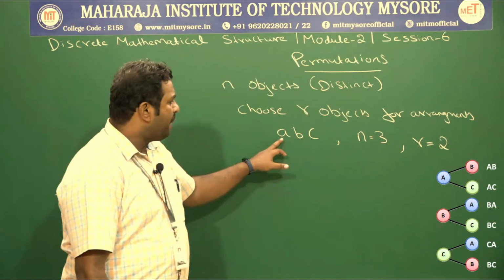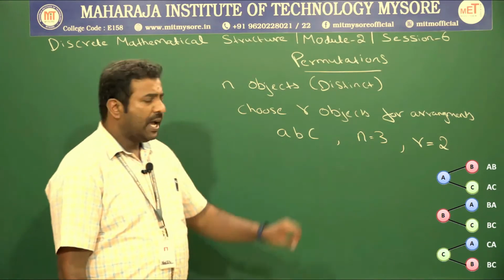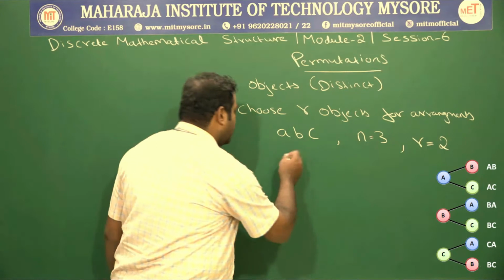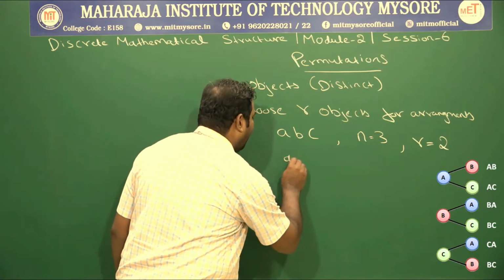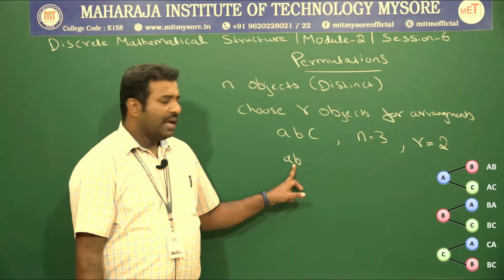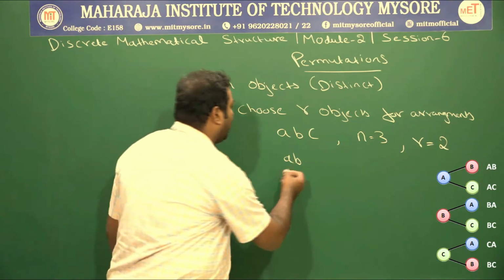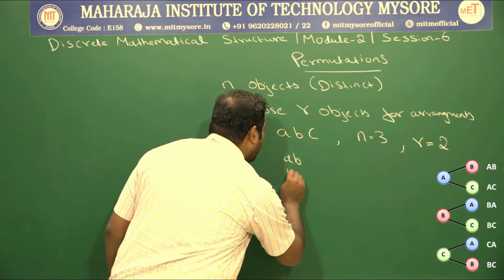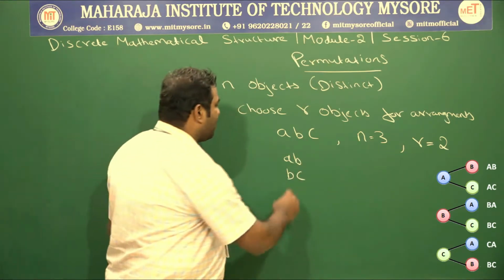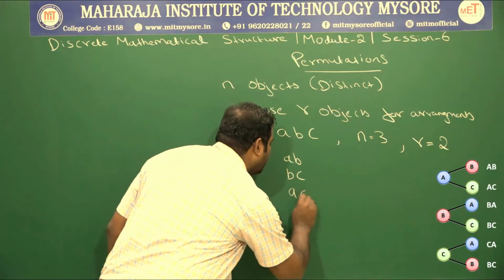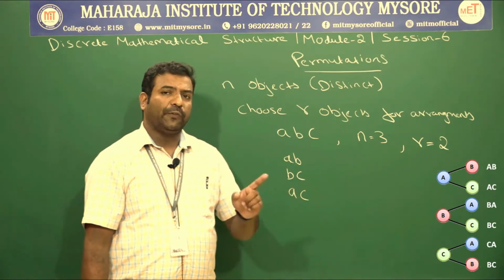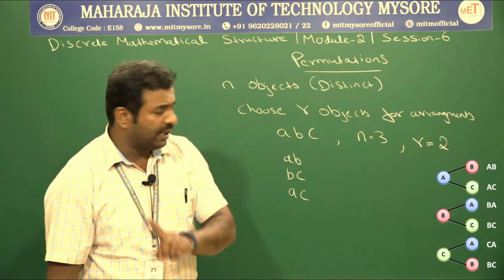Now, how can you go with this? So now, I am going to have A, B, C. I am going to pick two objects out of this. Hence, I am just going to pick A, B. And next, I am going to pick B and C. And I am going to pick A and C. This is one set.